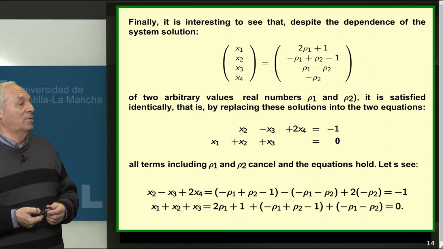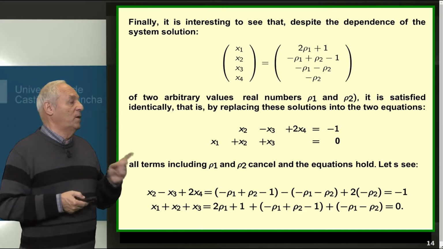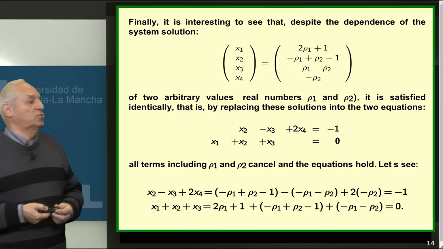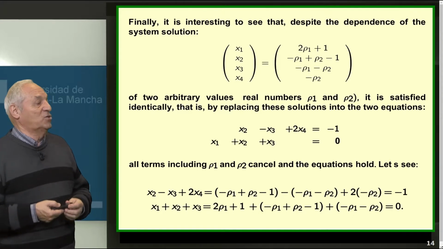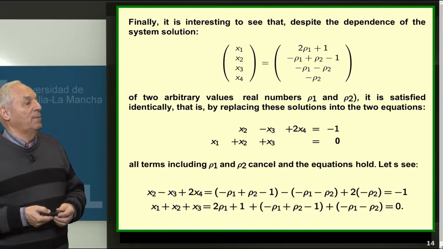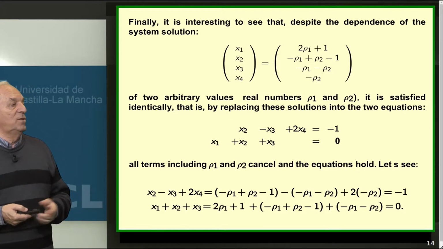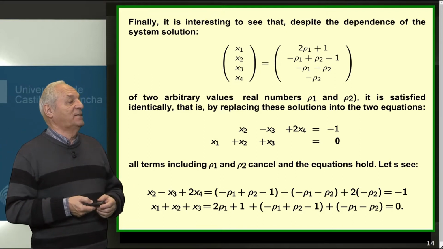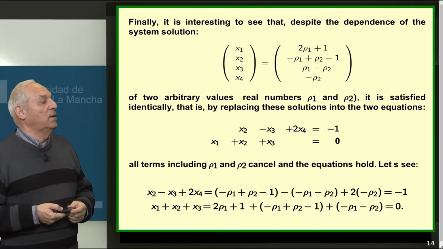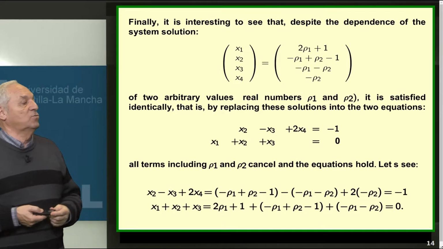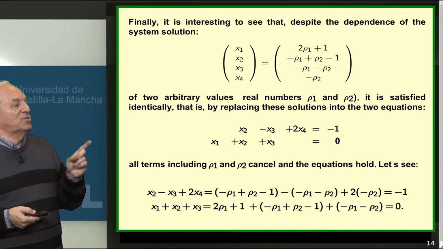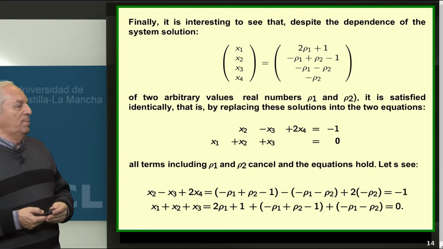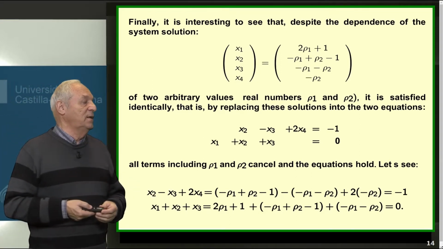For example, in the first equation, x2 is what you have between parentheses, minus row 1 plus row 2 minus 1. As you can see, at the top, minus x3, where we substitute x3 by minus row 1 minus row 2, plus 2x4, where x4 is replaced by minus row 2. If you operate, you will see that row 1 appears twice, once with plus sign and another with minus, and they go, and row 2 appears in three places with plus 1, with minus minus 1, and with minus 2, so that they cancel out.